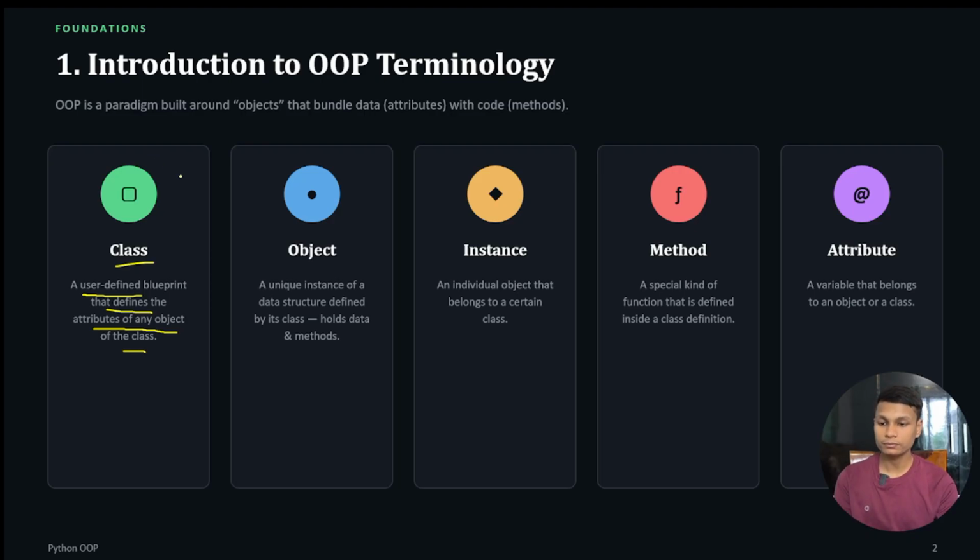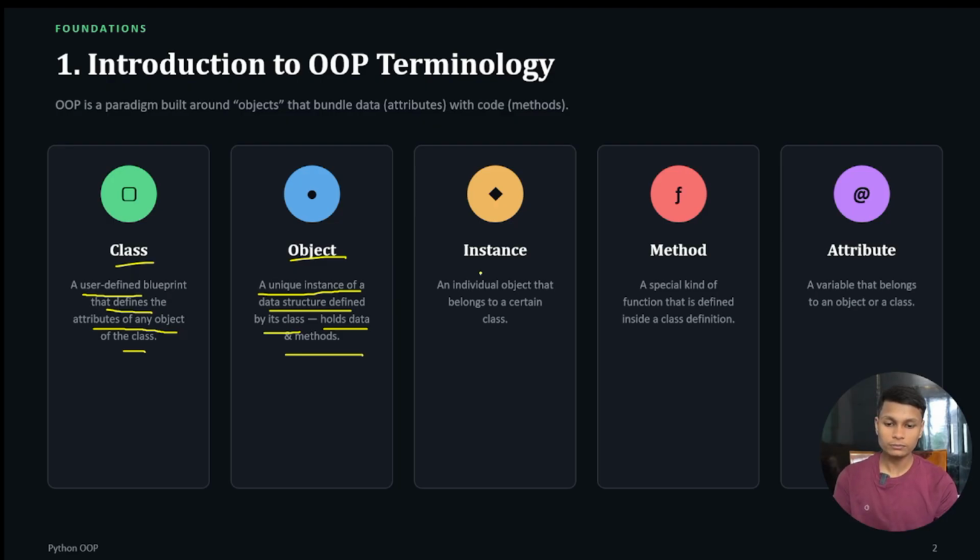After that our object was there. So what is an object? An object is simply like a real world object, like your phone is an object, your remote is an object, your earphone is an object, a mic is an object. Here also, an object is a unique instance of a data structure defined by its class. The thing which is defined inside the class is called an object. The work of an object is to hold data and methods.